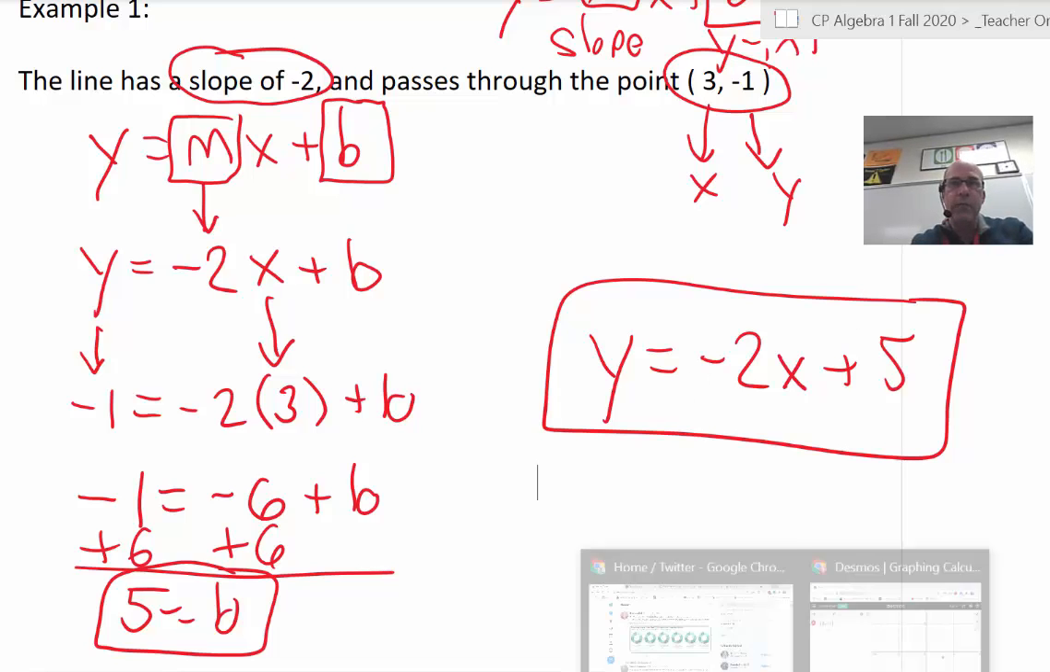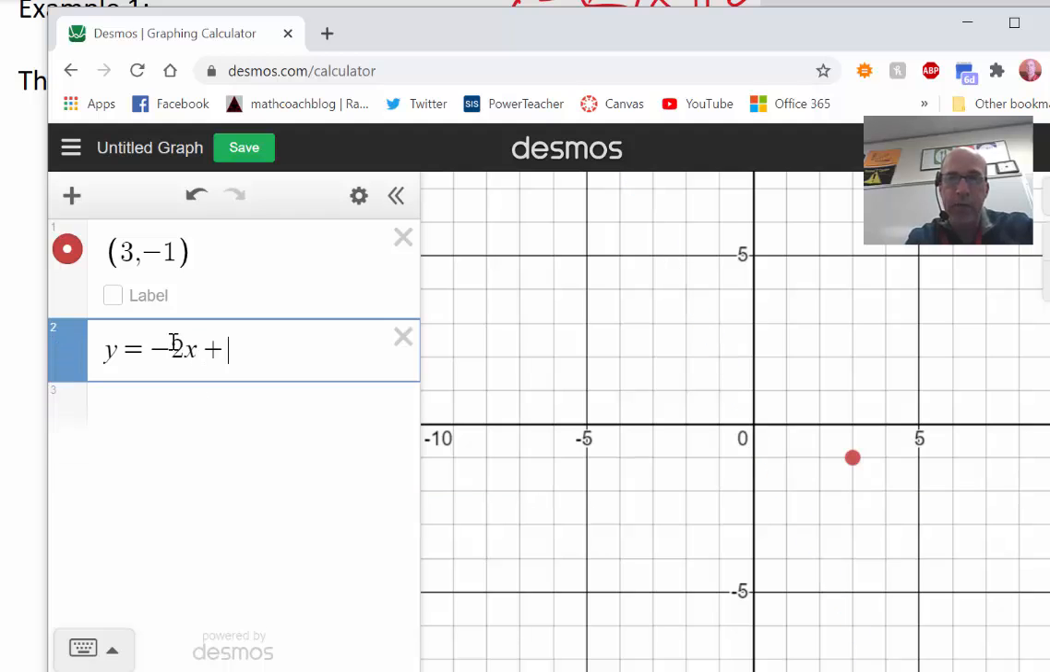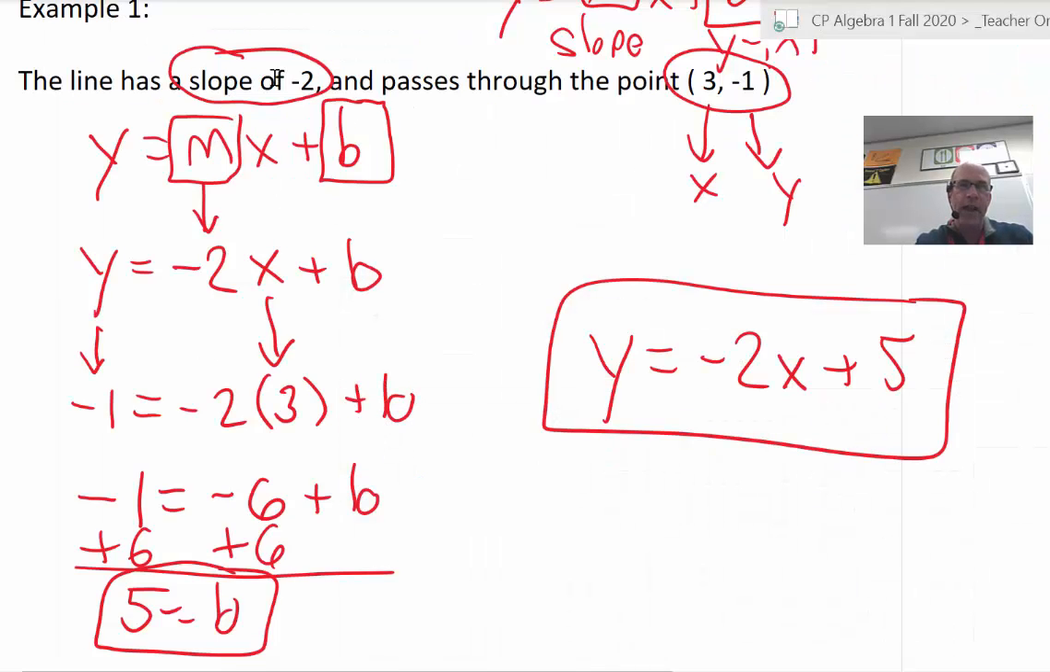I can verify that on Desmos, because here's the point 3, -1. If I type in the equation that I just gave, y equals -2x plus 5, notice that line goes through the point that I wanted it to, and this line has a slope of -2. So I have successfully done what the problem asked for. I have found the equation of a line that has a slope of -2 and passes through the point 3, -1. Okay, so there's my first example.